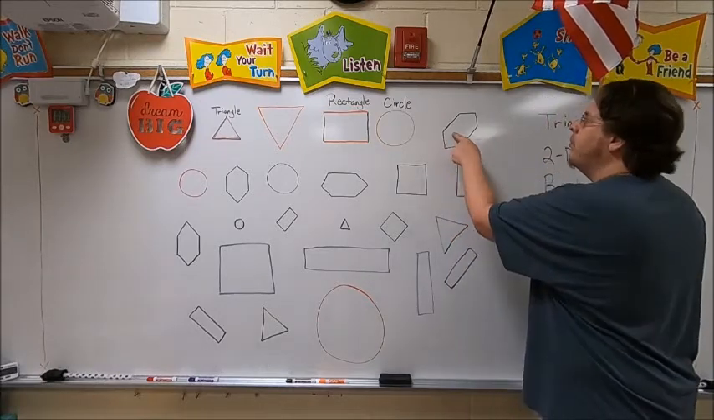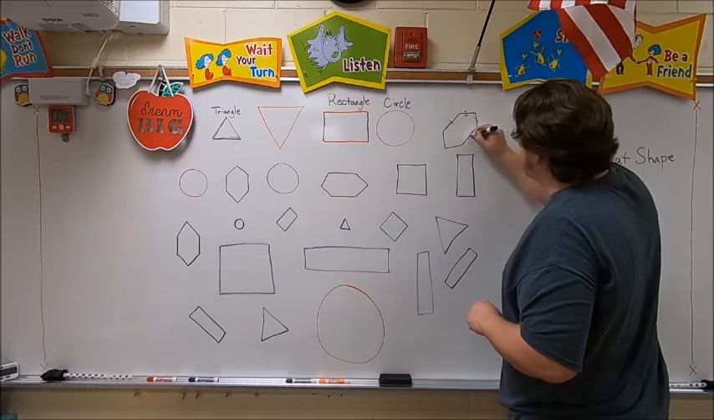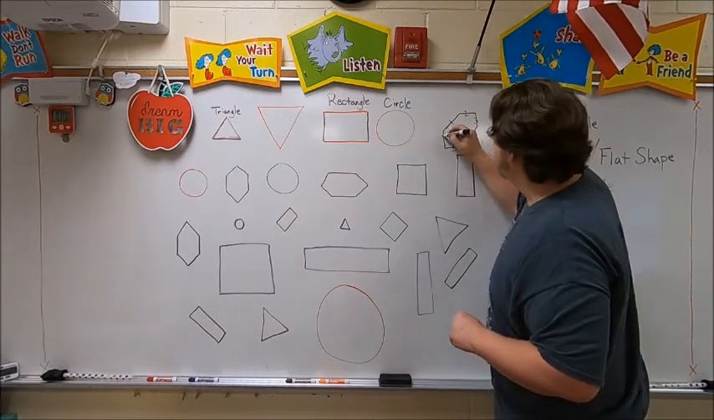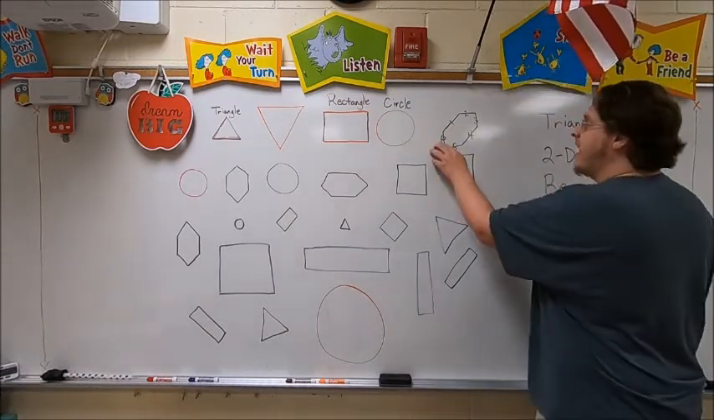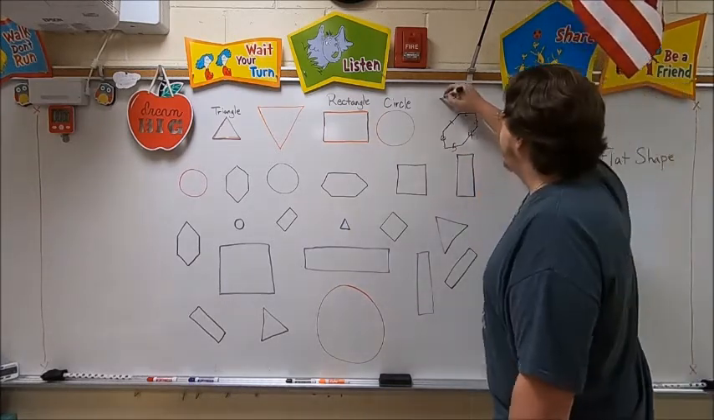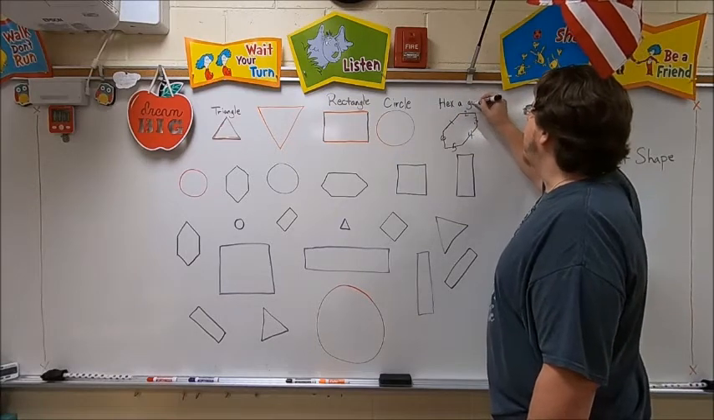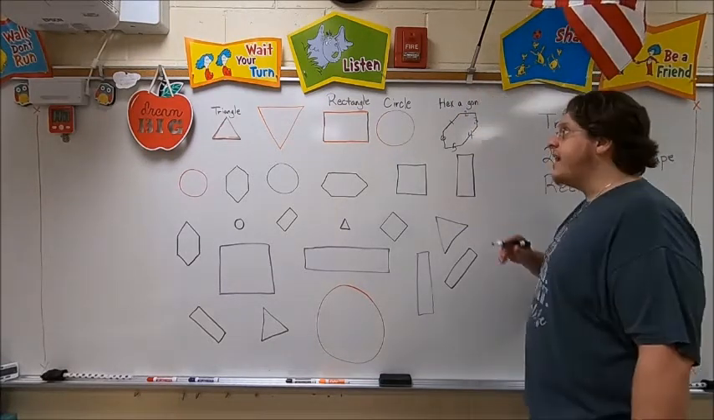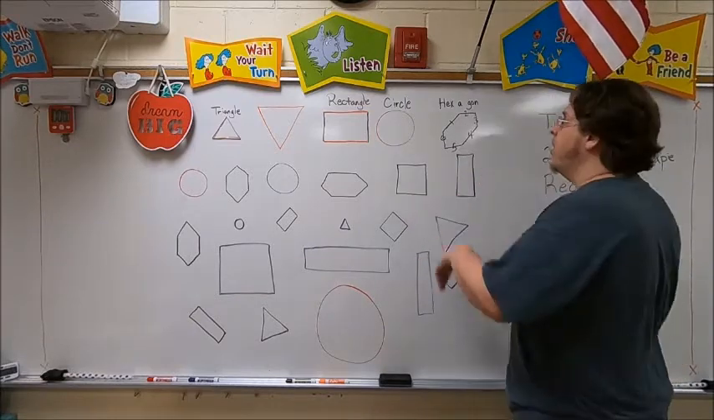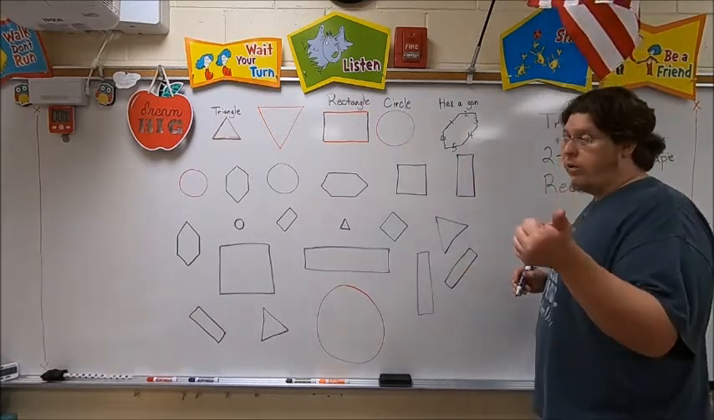And when I count them, let's count. 1, 2, 3, 4, 5. There are 6 sides. So this makes this a hexagon. A hexagon has 6 whole sides. If you can remember that a hexagon has 6 sides, you're doing well.